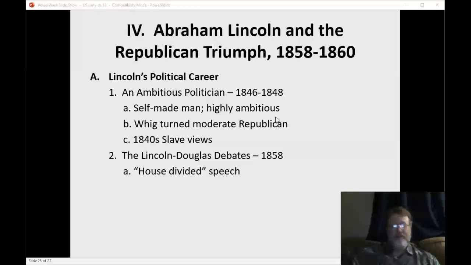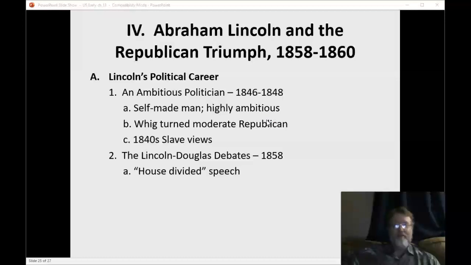Altogether, there were seven different debates between Lincoln and Stephen Douglas here. Seven different debates. Ultimately, what is Douglas's side? Douglas chooses a side. Very clearly, he had slaves. I believe he actually had a slave mistress that he had children with, a live-in house slave, a black woman, that he actually had children with. He was pro-slave in this way.